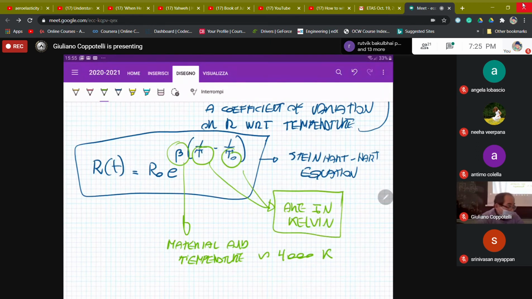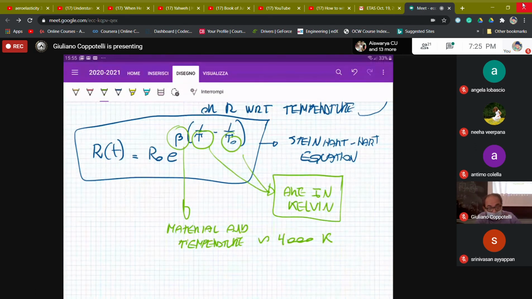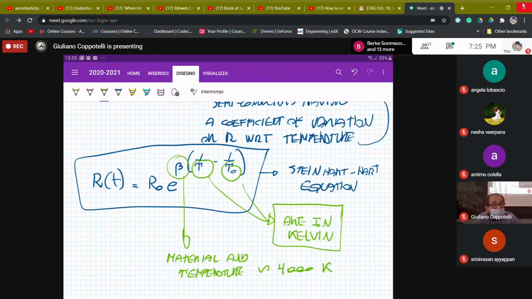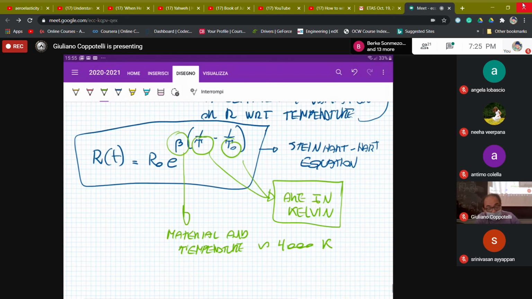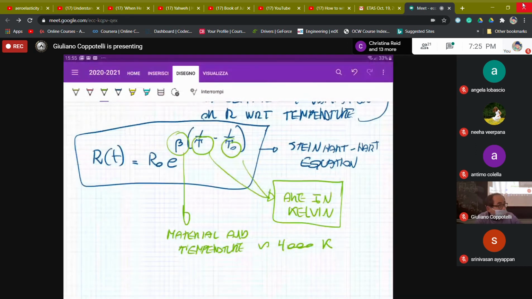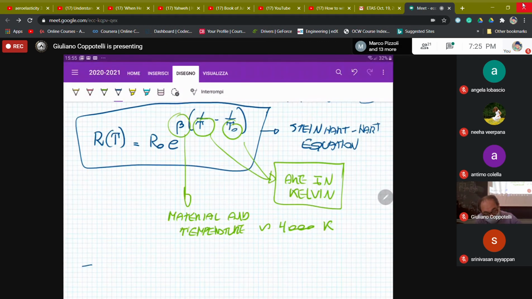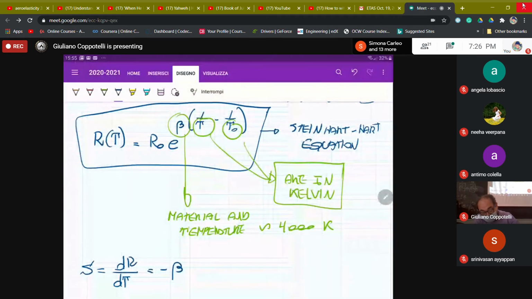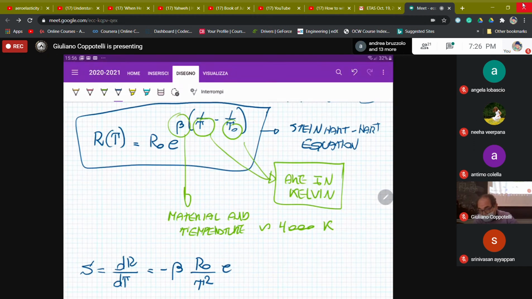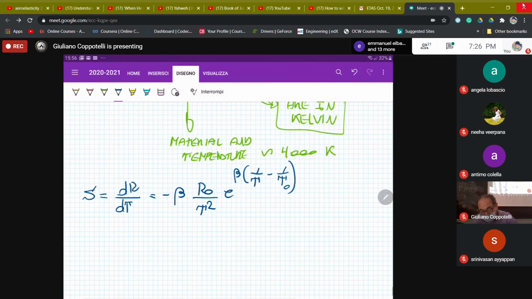Do not make the typical high school mistake. Sensitivity of this: take the derivative of the resistance with respect to the temperature T. So the sensitivity is dR/dT, which is equal to negative beta R0 over T squared times e to beta (1/T - 1/T0).